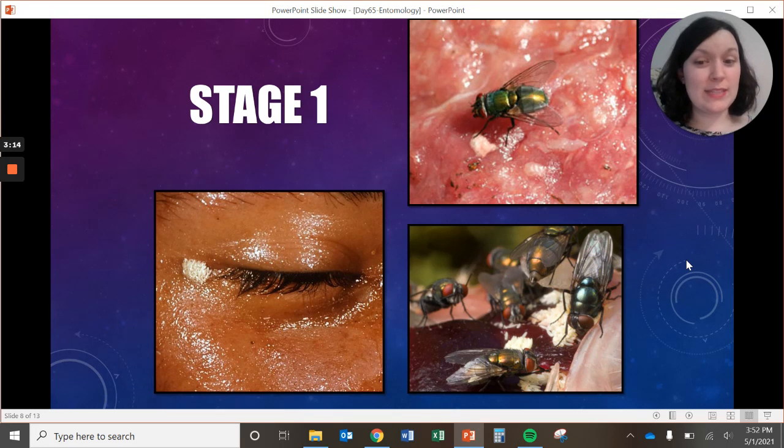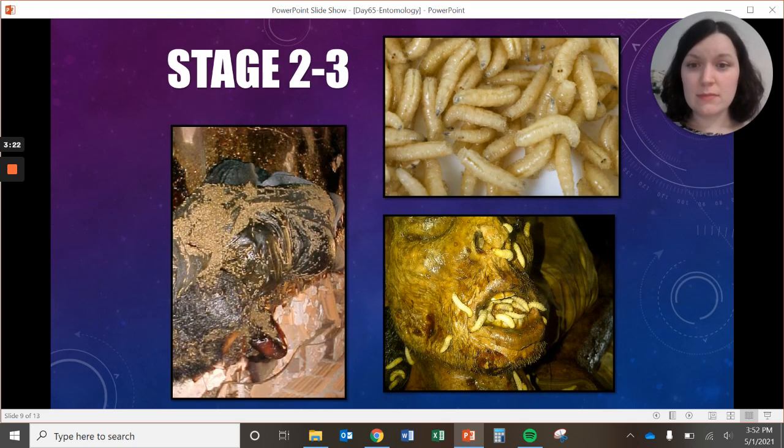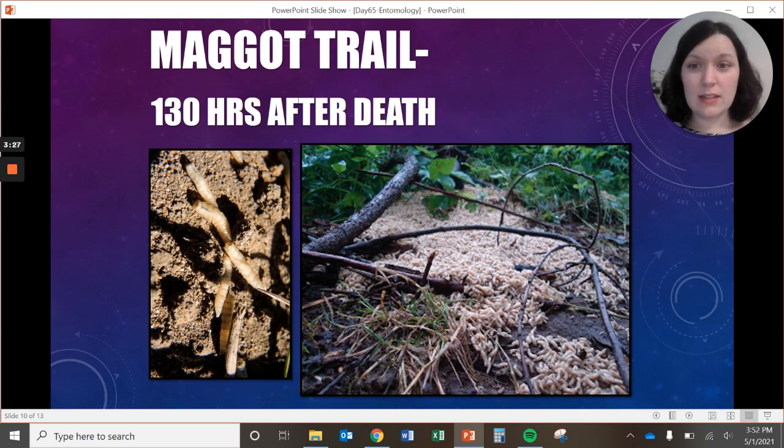Okay, these are some pictures of stage 1. There are several pictures in this that might be a little graphic, but in stage 1 we have those eggs being deposited. Okay, stage 2, we have our larva. Maggot trails can be produced as those maggots are moving.